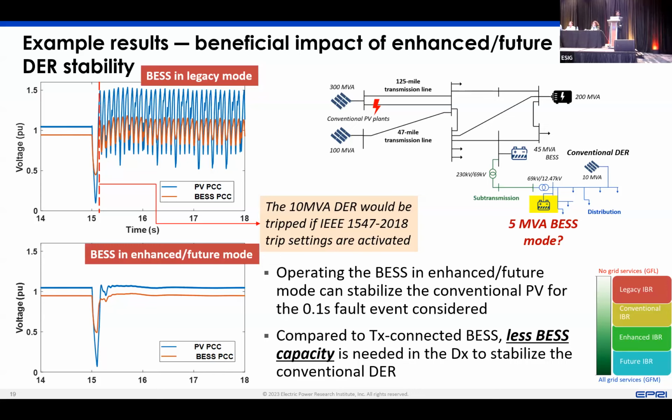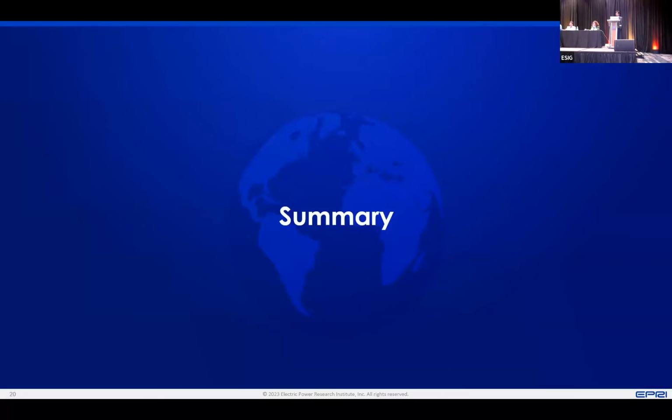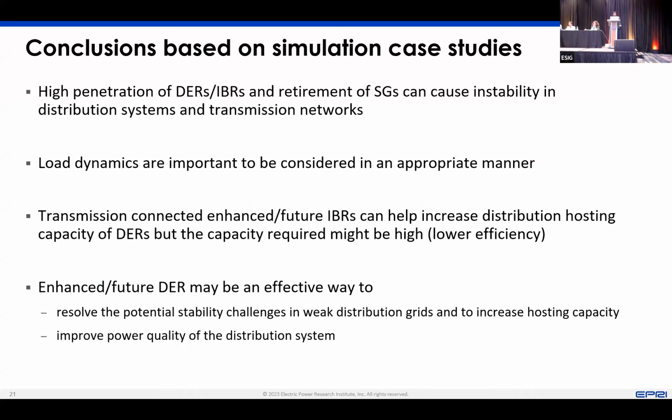But if it does, then the burden reduces from the transmission side, and we can have some of these resources on the distribution network. So just to close out, the more we do these kinds of studies, the more we look at high inverter-based resource penetration. Firstly, we can no longer ignore load dynamics. We cannot assume the load to be a static component, even if we have different coefficients for it.